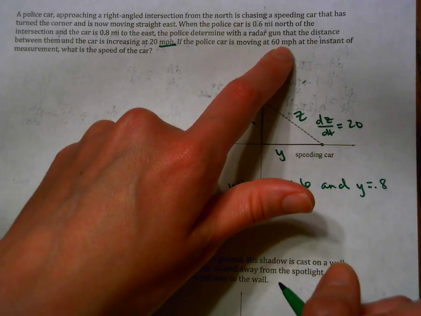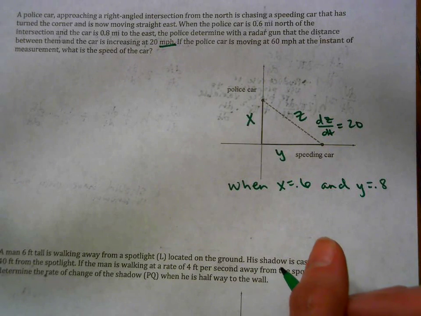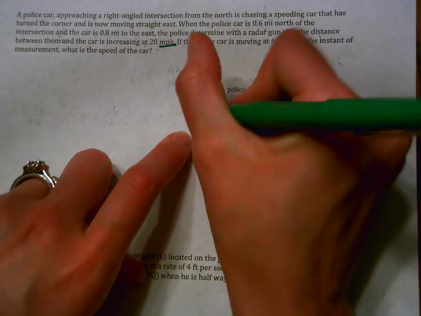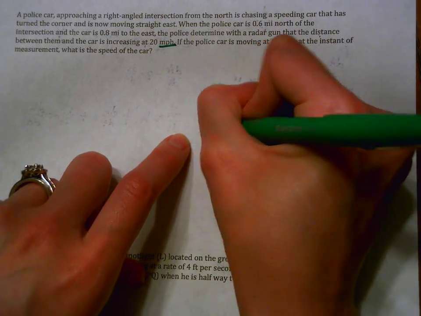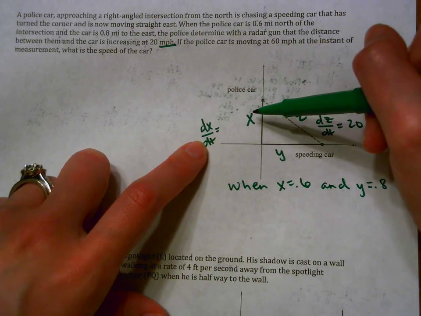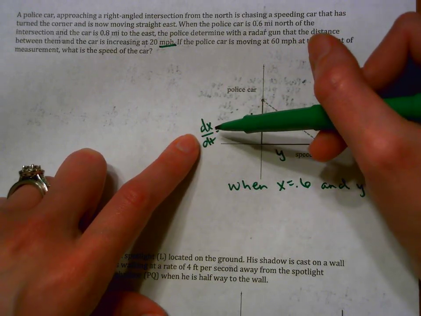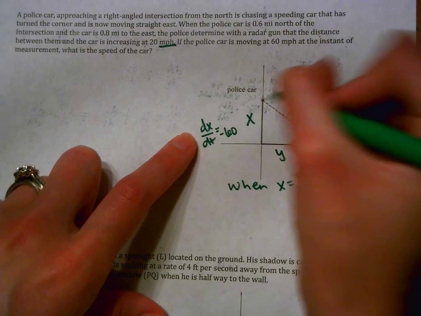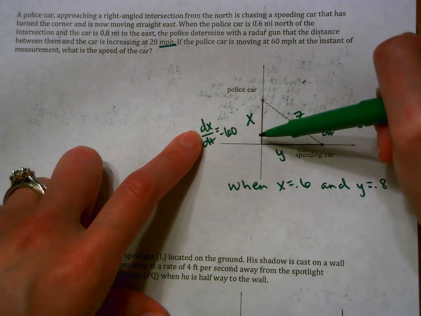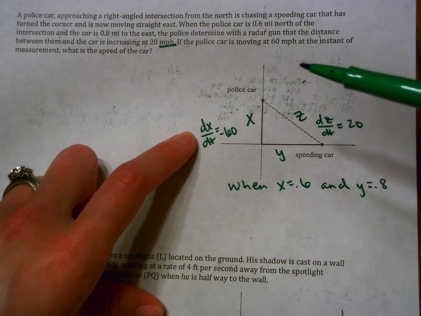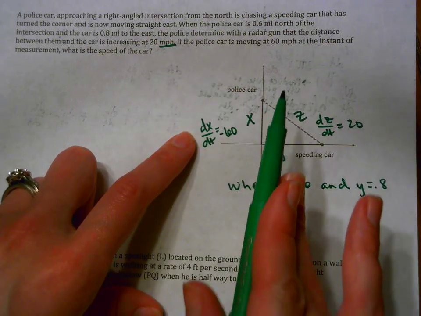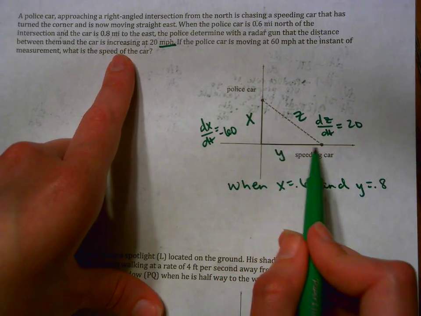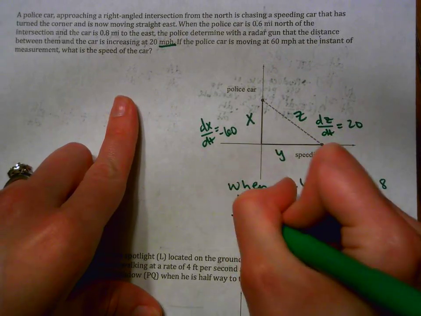If the police car is moving at 60 miles per hour, so the police car distance is X, and he's driving down. So if you notice, that is our dx/dt. And don't forget, if a variable is decreasing over time, then its rate should be negative. So even though it doesn't say negative 60, when we plug it in, we need to plug in a negative 60 because X is getting smaller over time. So when all this is true, it says what is the speed of the car? So the speed of the car is the rate of Y, so you're looking for dy/dt.